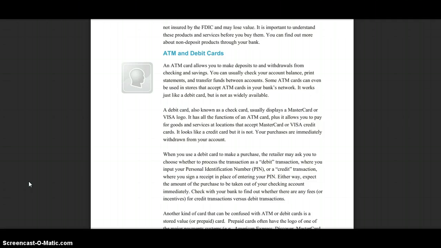A debit card, also known as a check card, usually displays a MasterCard or Visa logo. It has all the functions of an ATM card, and it allows you to pay for goods and services at locations that accept MasterCard or Visa credit cards. It looks like a credit card, but it isn't. Your purchases are immediately withdrawn from your account.